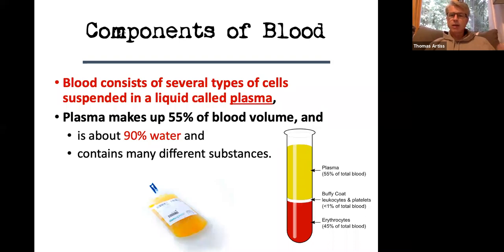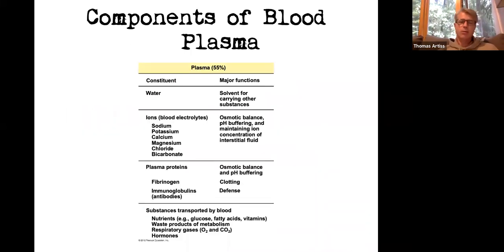Our plasma makes up about 55% of the volume of our blood, and the plasma itself is about 90%, maybe more, water with lots of different substances dissolved in it. So quickly, I wouldn't expect you to know. Look at all the things that are now actually dissolved.